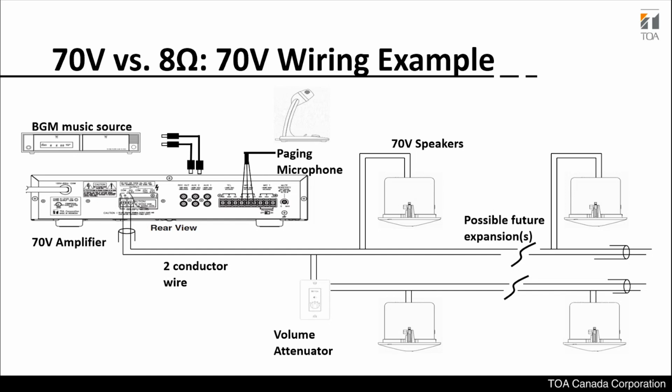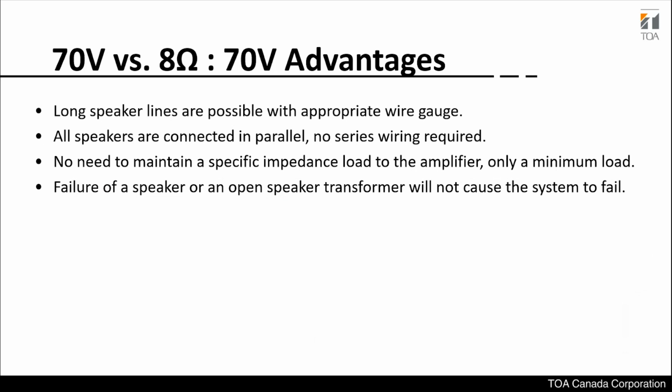Okay, let's go next. 70-volt system advantages. Long speaker lines are possible with appropriate wire gauge. All speakers are connected in parallel, no series wiring required. No need to maintain a specific impedance load to the amplifier, only a minimum load. Failure of the speaker or an open speaker transformer will not cause the system to fail.